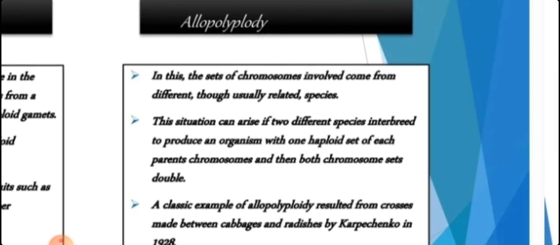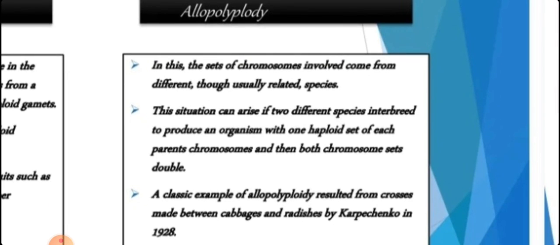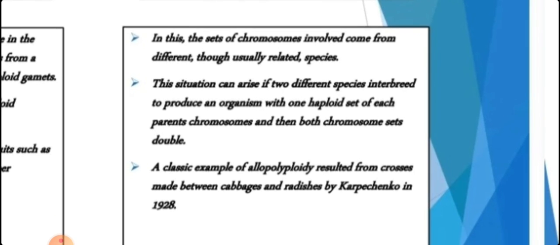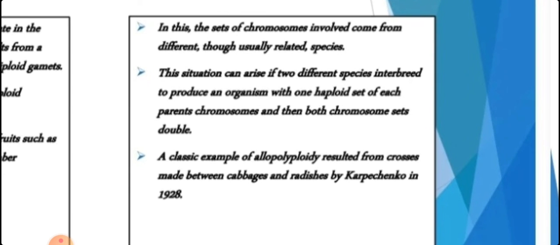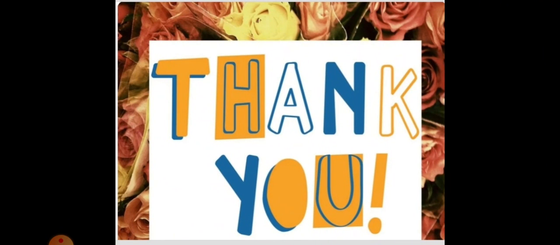The next is allopolyploidy. In this, the sets of chromosomes come from different, usually related, species. This situation can arise if two different species interbreed to produce an organism with one haploid set of each parent's chromosomes, and then both chromosome sets double. A classic example of allopolyploidy resulted from crosses made between cabbages and radishes by Karpechenko in 1928.